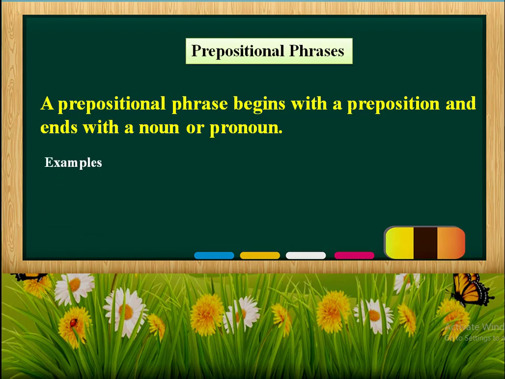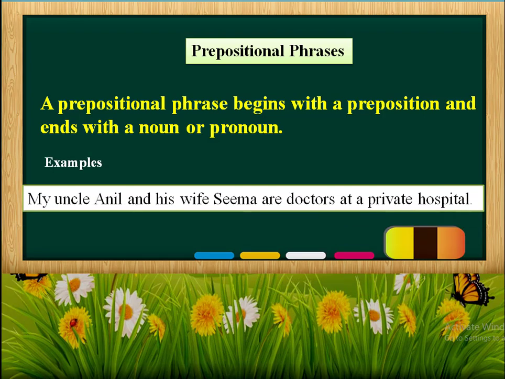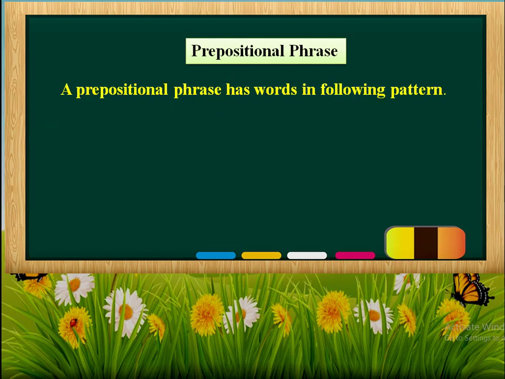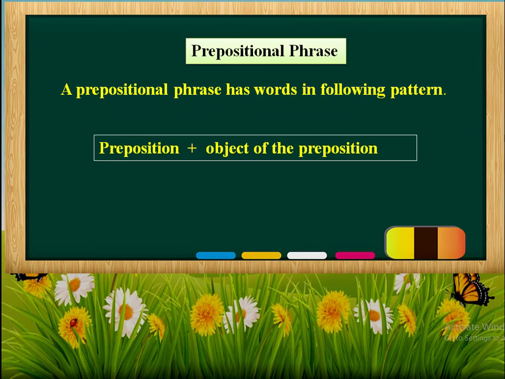For example, my uncle Anil and his wife Seema are doctors at a private hospital. Here, at a private hospital is used as a prepositional phrase. A prepositional phrase has words in the following pattern: preposition plus object of the preposition.